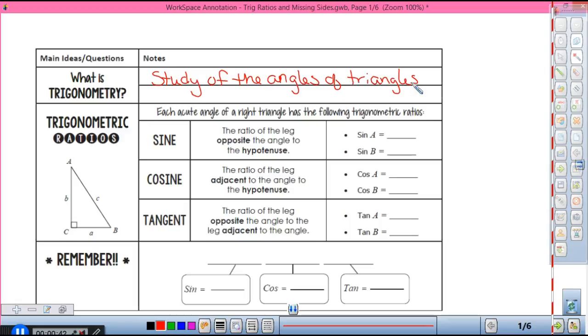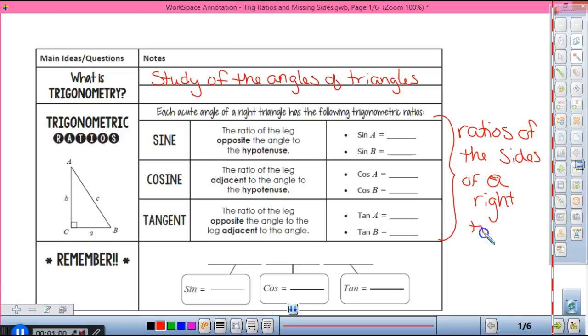Okay, and what those 3 are is they are the ratios of the sides of a right triangle. Alright, so when we have a right triangle, we have 3 sides. We have 2 legs and a hypotenuse.